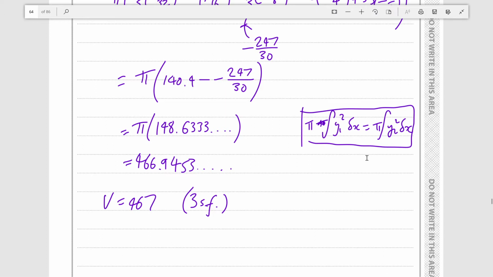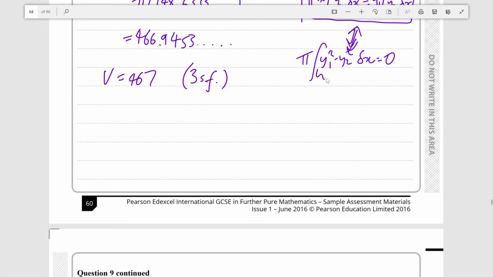It is a fairly trivial exercise to go from here to my own formula, because if you just subtract this integral from both sides, you get pi times the integral of y1 squared minus y2 squared dx equals 0. So this is equivalent, and this is what you'll see in the mark scheme. But I prefer using this formula because it makes clear that we are first finding the outer volume of the solid, and then we are subtracting the inner volume of the solid. This is a clearer way of laying out what you are really doing. You are finding the two solids and calculating the difference between them.